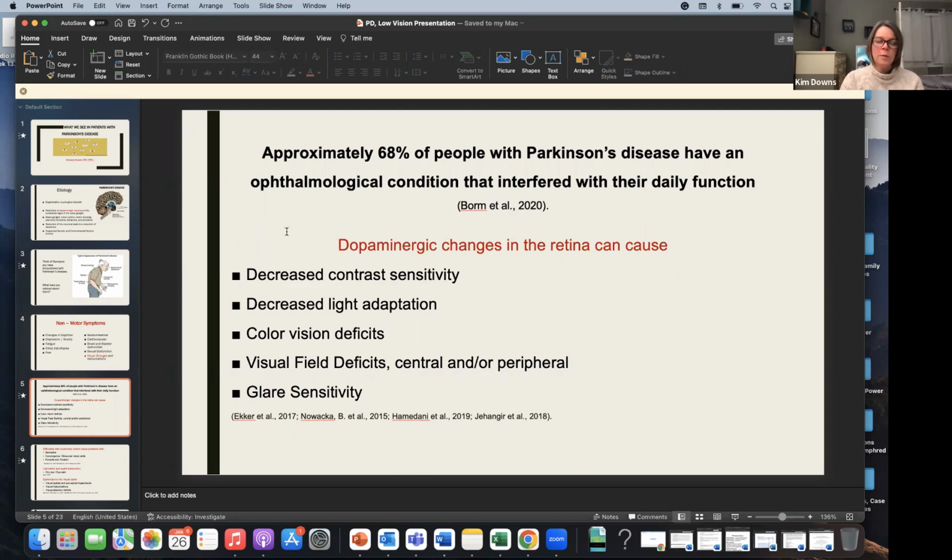So one of the things that can happen is the dopaminergic changes in the retina start to cause decreased contrast sensitivity, decreased light adaptation, color vision deficits, visual field deficits, central and peripheral, and glare sensitivity. As the dopamine levels fluctuate in the body, the retina can actually deteriorate, causing these issues.